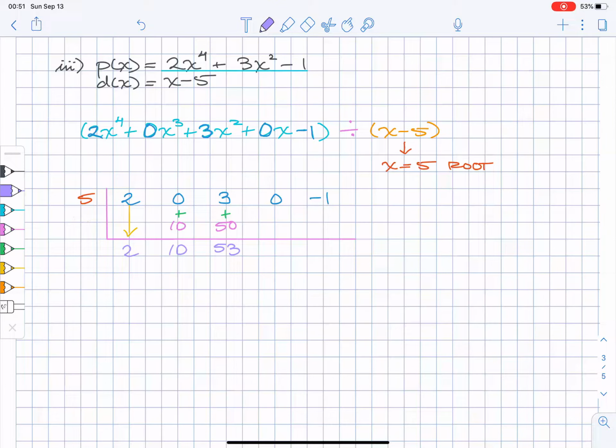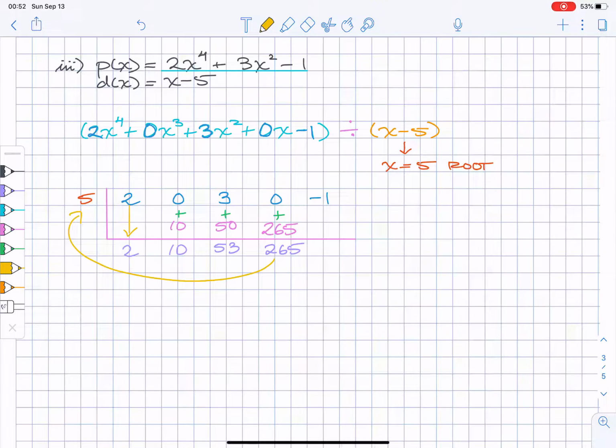I hope not. Okay, so what is 53 times 5? Well, 50 times 5 is 250, and 3 times 5 is 15, so that's going to be 265. So I might have made a mistake above. I'll have to check. So this is 265. I think I did make a mistake above because synthetic division is so easy. I don't think I made a mistake here. So we'll have to go back and check that.